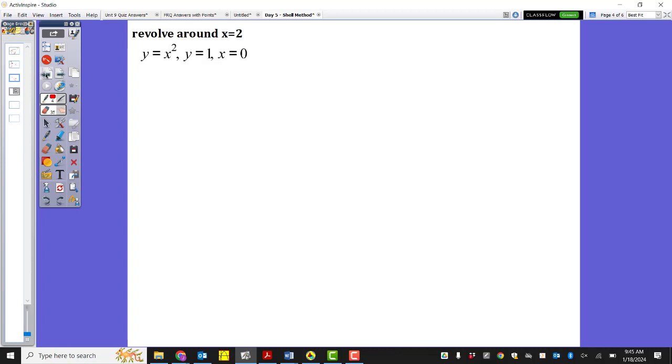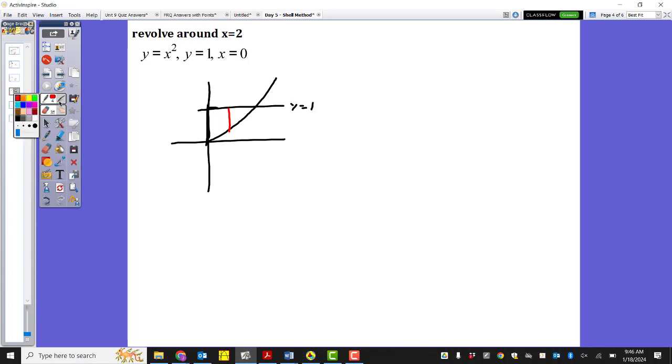Okay, let's do this one right here. The last one we're going to look at is one where the axis is not 0. So we have x squared, y equals 1, and x equals 0. So y equals 1, and x equals 0 is this right here. That means this section right here is our slice. We're revolving around x equals 2. Well, x equals 2 is over here. There's 1, there's 2. This is what we're revolving around.